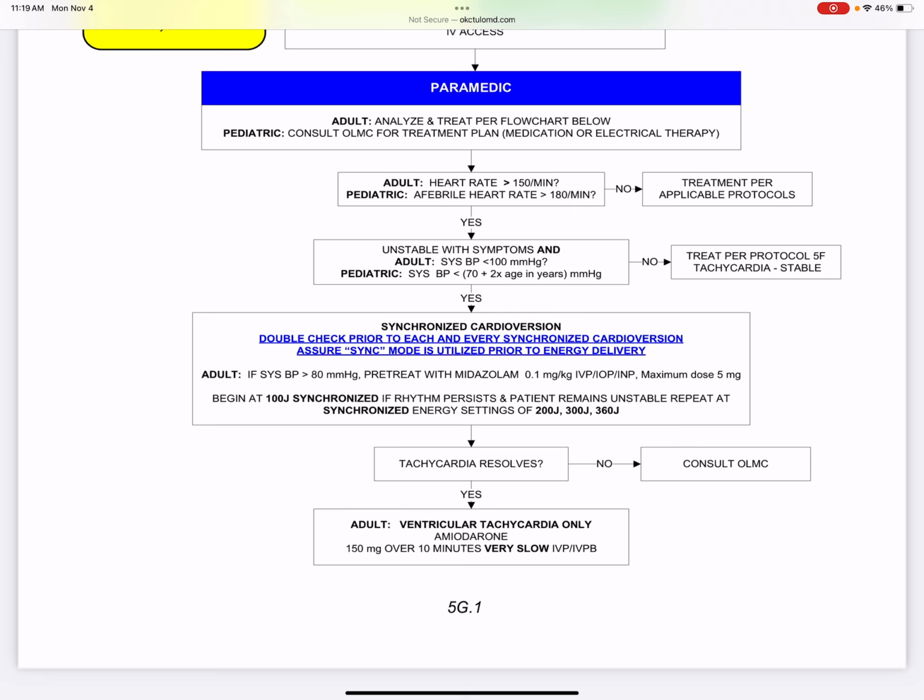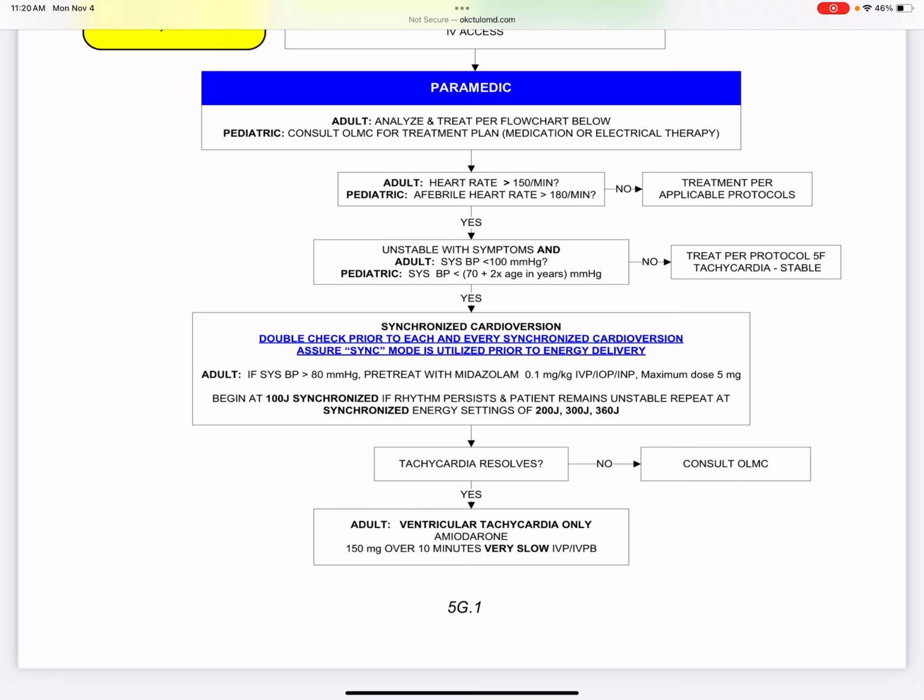So what we're going to do is synchronized cardioversion. We're going to double check prior to each and every synchronized cardioversion and assure the sync mode is utilized prior to energy delivery. There's not a diagram on this; it will be later on. We've seen a couple diagrams of the monitor, but there's a sync button, and that's what we're going to hit, and make sure that is utilized.